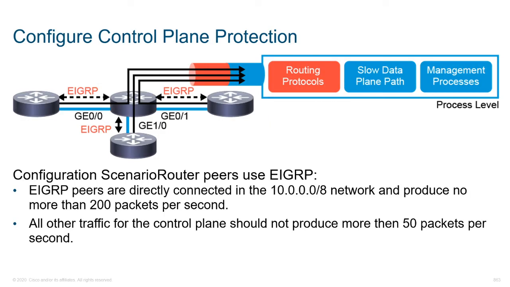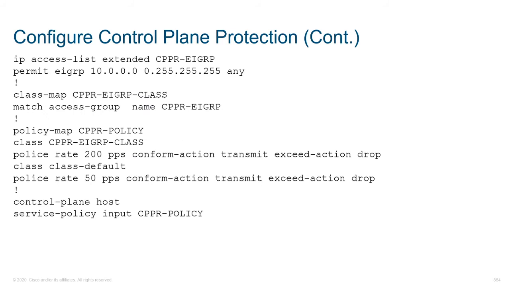Next, we're just going to talk about a scenario where we might implement this. Here we have some EIGRP traffic that is directly connected in the 10 subnet. We'll have all of those peers in that 10 subnet, and we want to limit them to produce no more than 200 packets per second, and all other traffic for the control plane should not produce more than 50 packets per second. So here's a quick config.